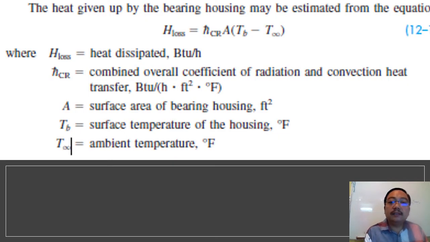Okay, this is the heat given up by the bearing housing. It may be estimated from the equation for heat loss, H_loss. Heat loss equals h_CR A (T_B minus T_infinity), where H_loss is the heat dissipated in BTU per hour, British thermal unit per hour, h_CR is the combined overall coefficient of radiation and convection heat transfer, A is the surface area of the bearing housing, T_B is the surface temperature of the housing, and T_infinity is the ambient temperature. Okay, so this is the equation that we will use throughout the subject.